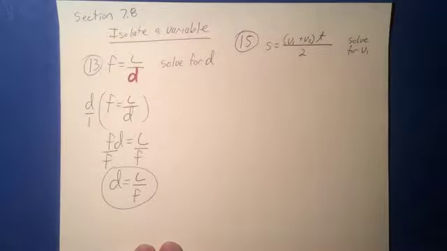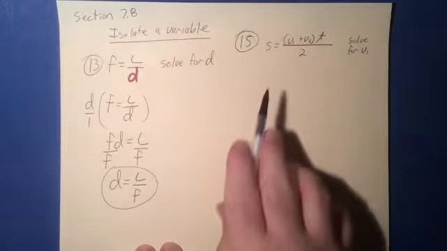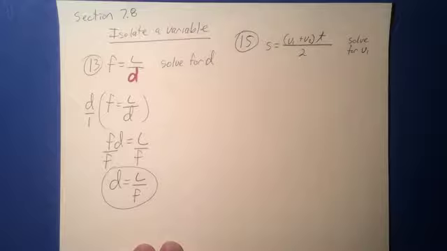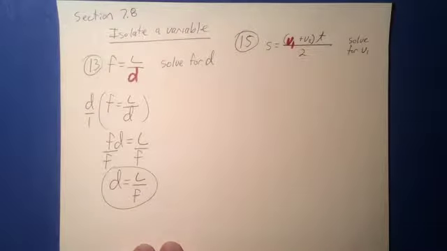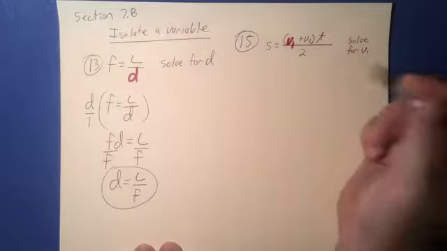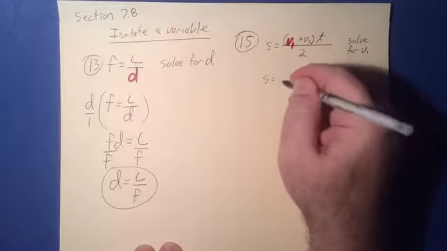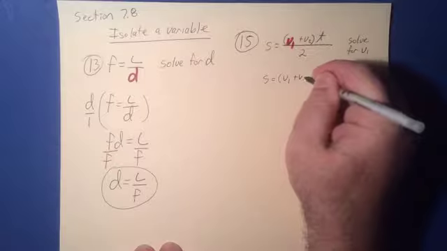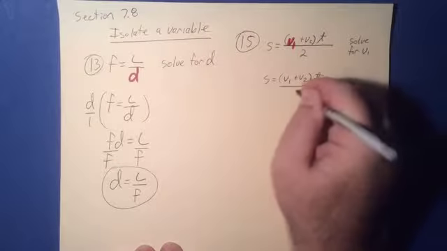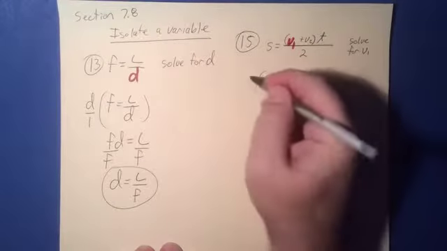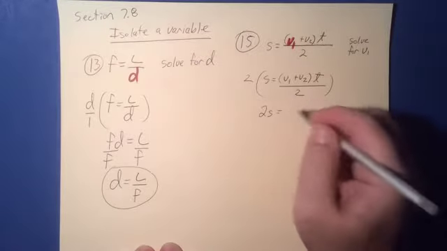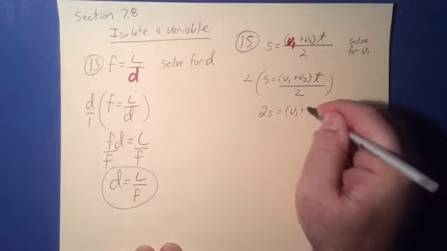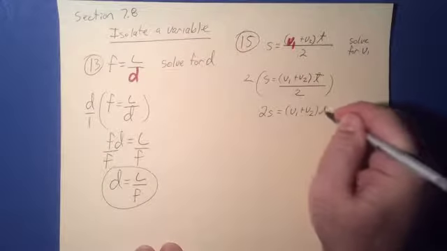So this is how we're going to do it. Like all the other work we've done before, we're going to get rid of the fraction. The one thing we're trying to solve for, this is what we're trying to get alone. So let me start by writing this over again. Then I'm going to multiply everything through by 2, which means I'm going to get 2s is equal to the quantity of v1 plus v2, times t.